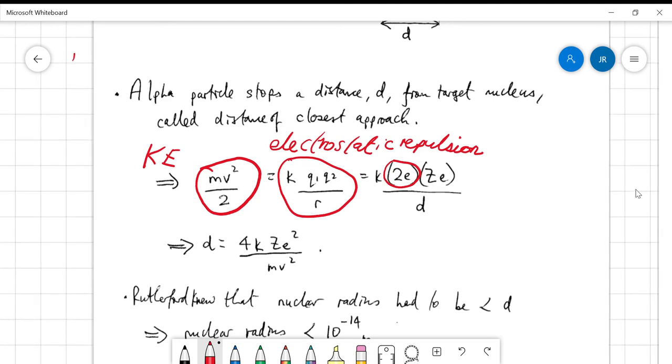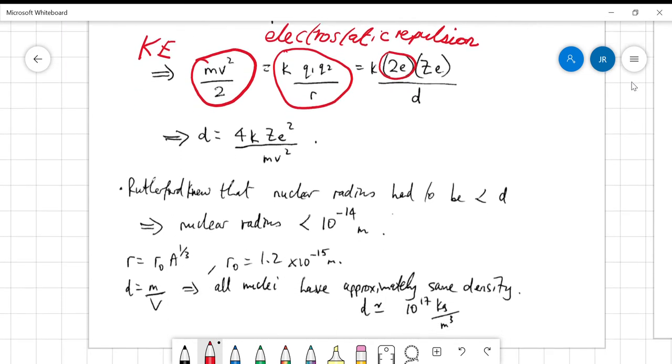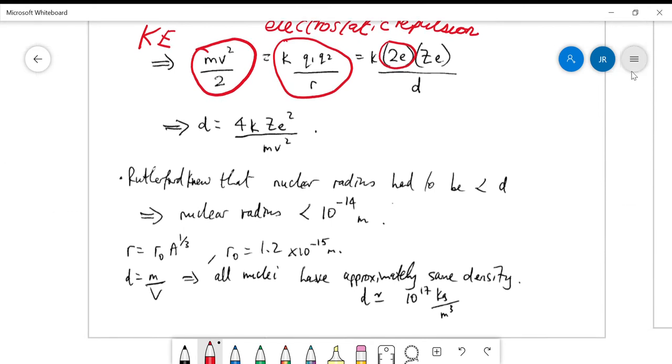So again, we just do that pretty quickly. Rutherford knew that the radius had to be less than the distance of closest approach. That's because you haven't actually hit it, because of the overwhelming electrostatic repulsion. So the nucleus itself had to be even further away than the distance of closest approach, therefore it had to be smaller.